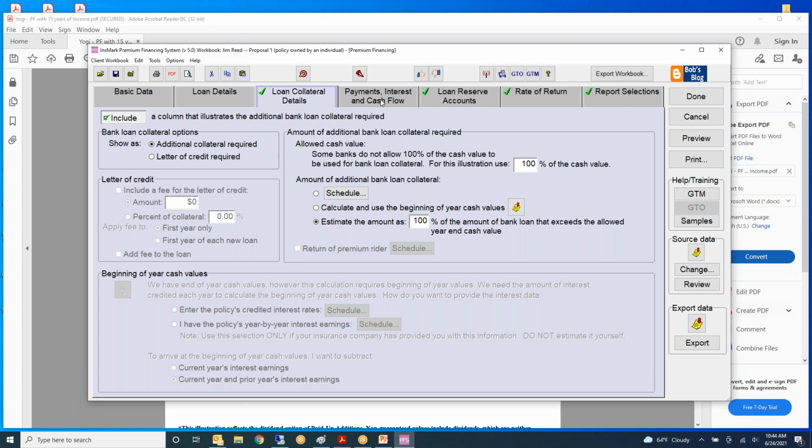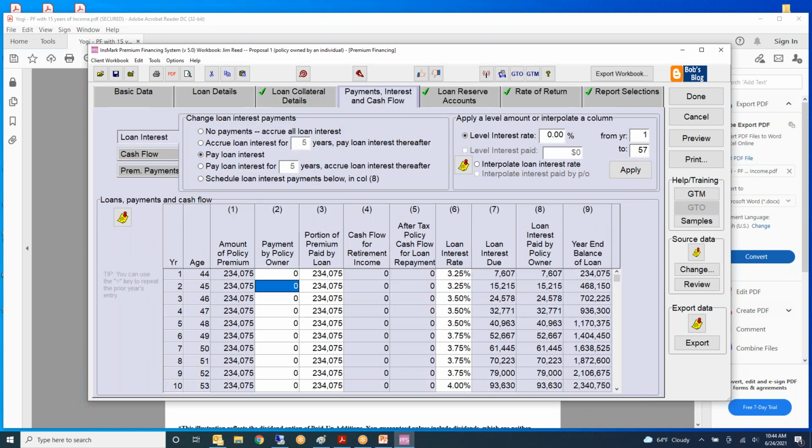The next one is this one. This may be the most complex input tab. It deals with payments, interest, and cash flow, okay? And then look on the left side here, there are actually multiple subtabs too, okay?